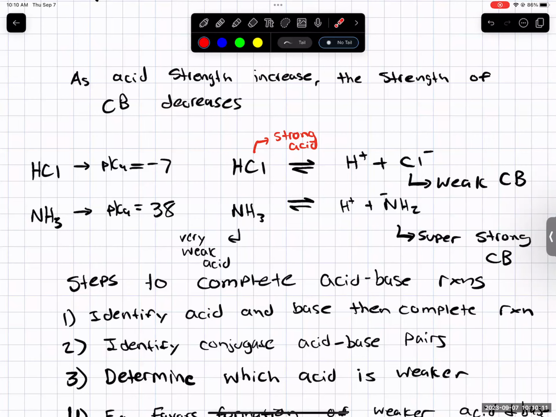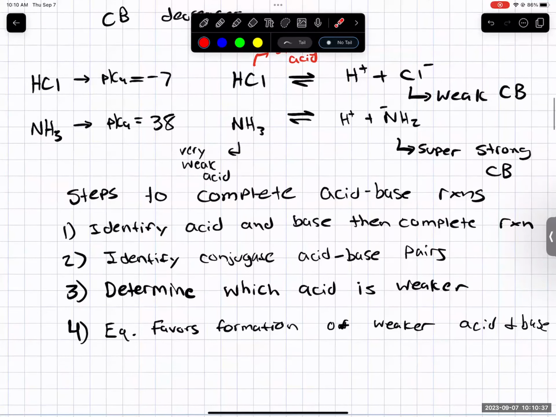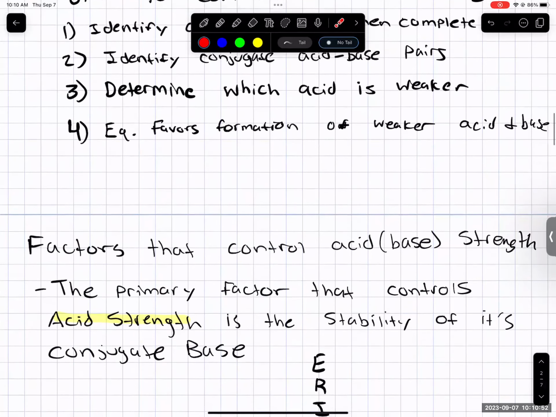We're just going over a review of what we did last time before we go into some problems. We did some steps to complete acid-base reactions. So identify acid and base, then complete the reaction. Identify conjugate base or acid-base pairs, and then determine which acid is weaker. So remember, we're looking at the acid on the left and the conjugate acid on the right. We're not looking at the bases or conjugate base. Once we determine which acid is weaker, we can figure out which way the reaction favors based on where the weaker acid and base are. All right. Any questions so far? We're good.